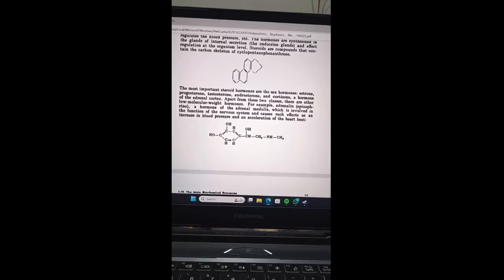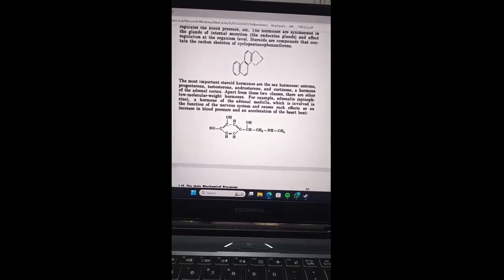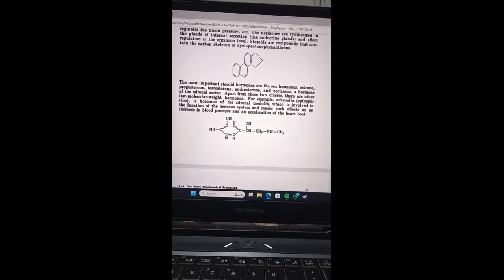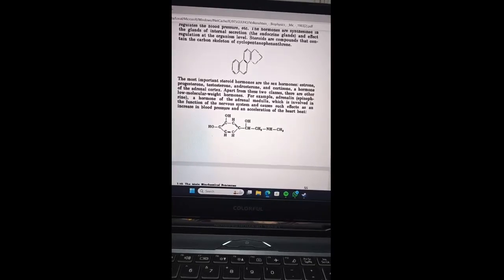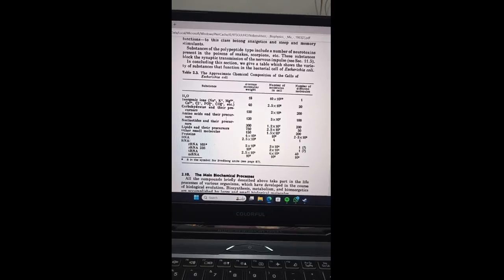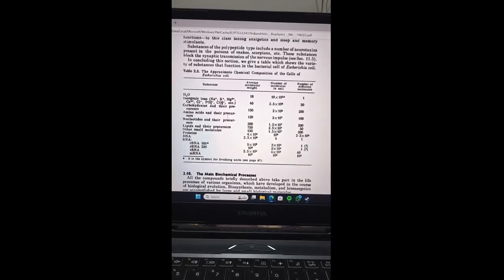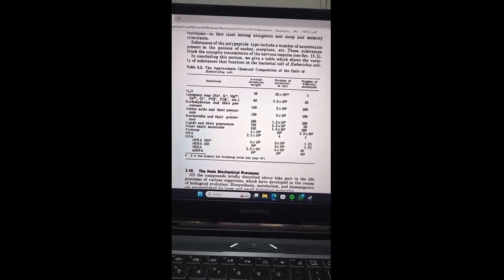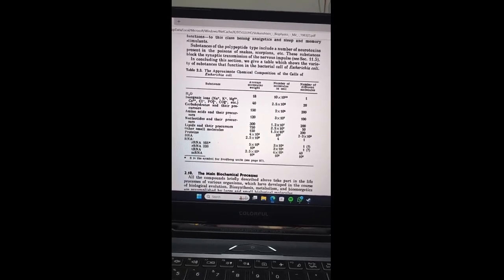Apart from these two classes, there are other low molecular weight hormones, for example adrenaline, a hormone of the adrenal medulla, which is involved in the function of the nervous system, causing such effects as an increase in blood pressure and acceleration of the heartbeat. There is a chart given which mentions every substance, average molecular weight, number of molecules in the cell, and number of different molecules. Thank you.